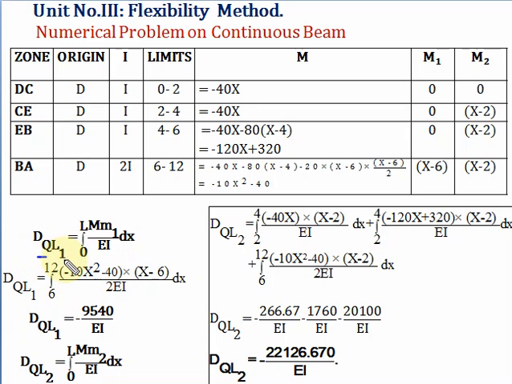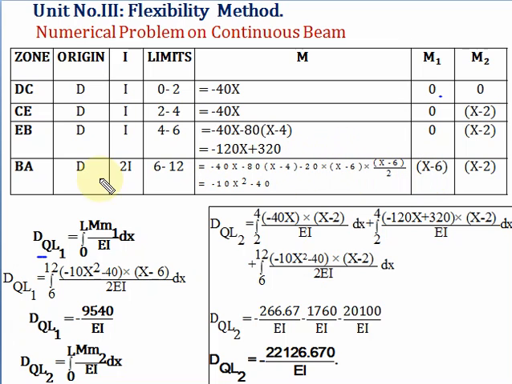Now here we have written DQL1. As L1 is there, you have to take M1. So DQL1 is equal to integration 0 to L of capital M into M1 upon EI into dx. So here you have to take the multiplication of capital M into M1. Now in the column of M, the value is minus 40x, but the M1 value is 0, so this term will be equal to 0. Again the value of M1 is 0, so this term will be 0. Here also the value of M1 is 0, so this term will again be equal to 0.